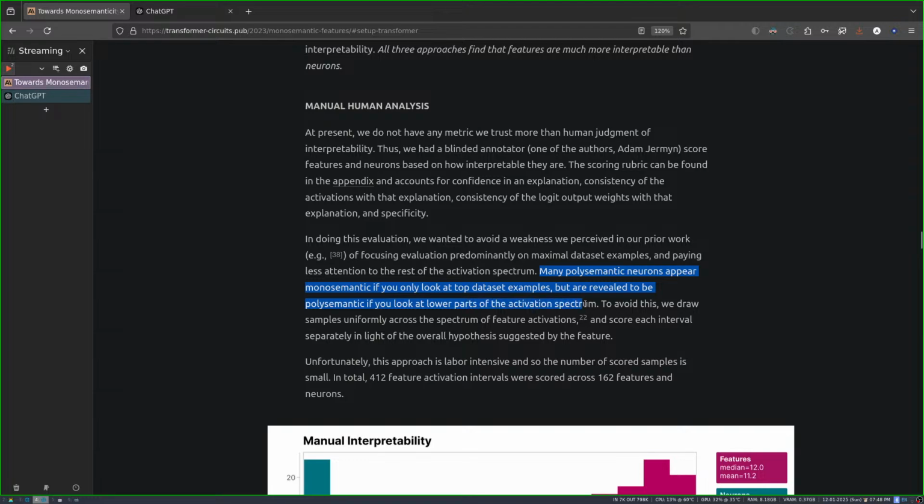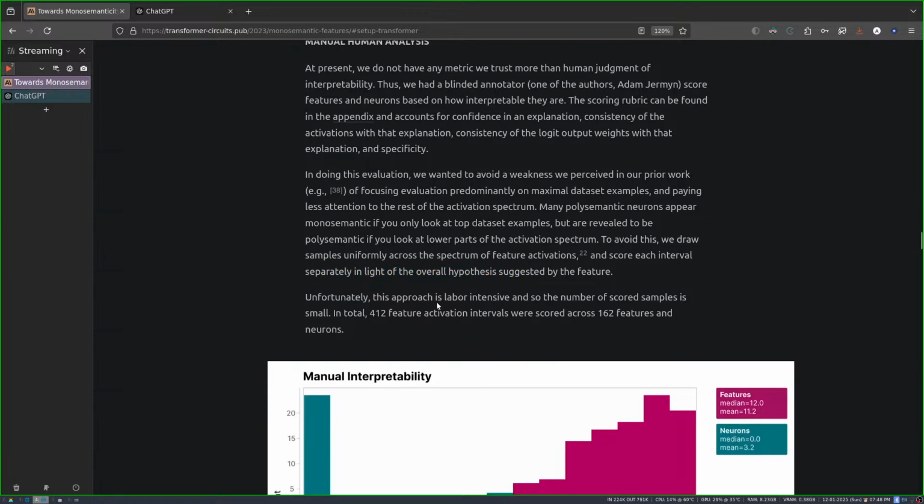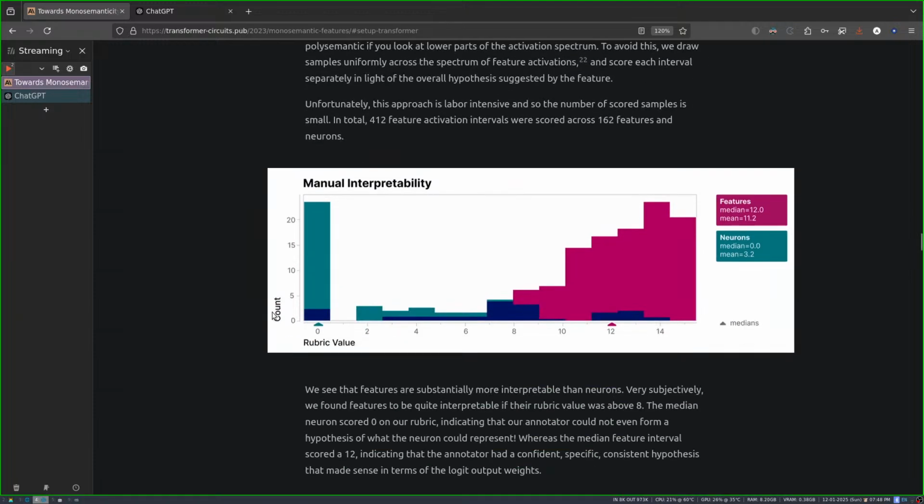If you look at the lower parts of the activation spectrum to avoid this, we draw samples uniformly across a spectrum of feature activations and score each interval separately in light of the overall hypothesis. Unfortunately, this approach is labor intensive, and so the number of scores can be small. 412 feature activation intervals were scored across 162 features and neurons.